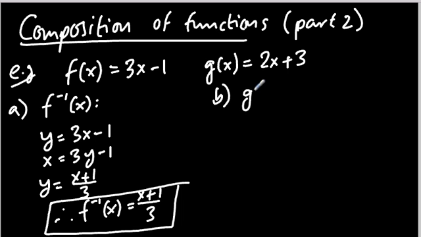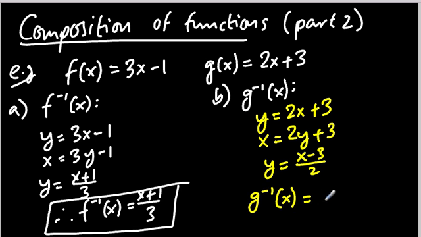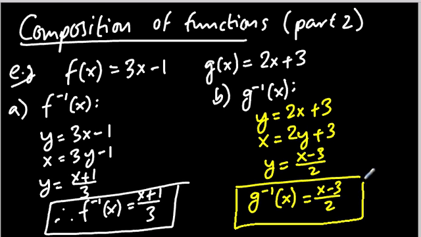Let's do g inverse. So g inverse of x, that's what we're trying to find. I should use a different color. I think that'll be better. So we look over here for g. y is equal to 2x plus 3. Let's switch x and y around. So x equals 2y plus 3. And if I do this in one step, it's (x minus 3) divided by 2. And therefore, my final answer is g inverse of x is simply equal to (x minus 3) divided by 2. And there we go. That's my solution for g inverse.